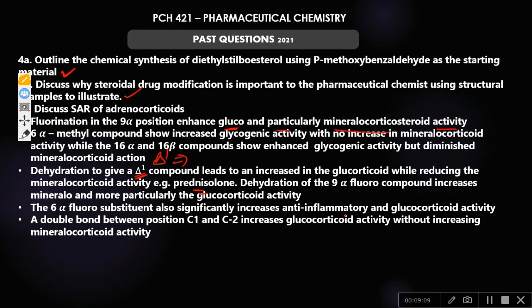A double bond between position 1 and 2 increases glucocorticoid activity without increasing what? Mineralocorticoid activity. Example of that is, what compound do you think has the double bond at position number 1 and 2? Is there any compound apart from prednisolone? Most especially prednisolone. That's the only compound we have here. Alright? So that is basically that for this first one. You just have to memorize all these things. There's no two ways about them.